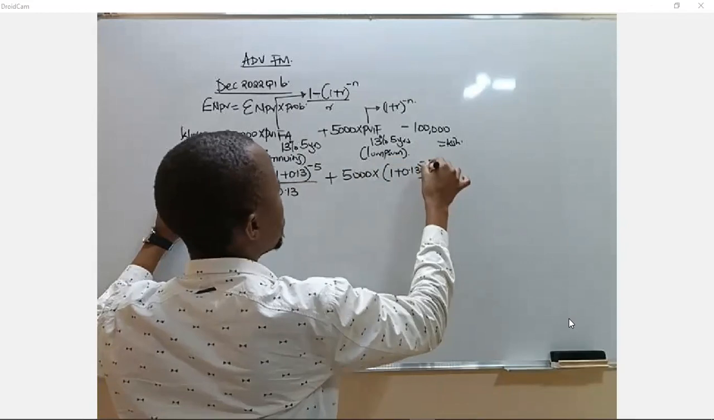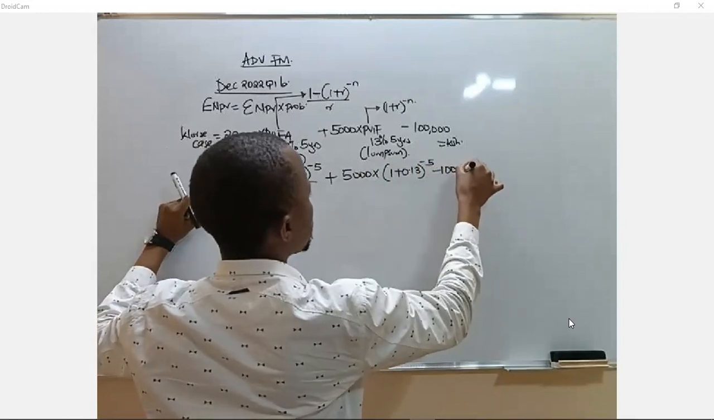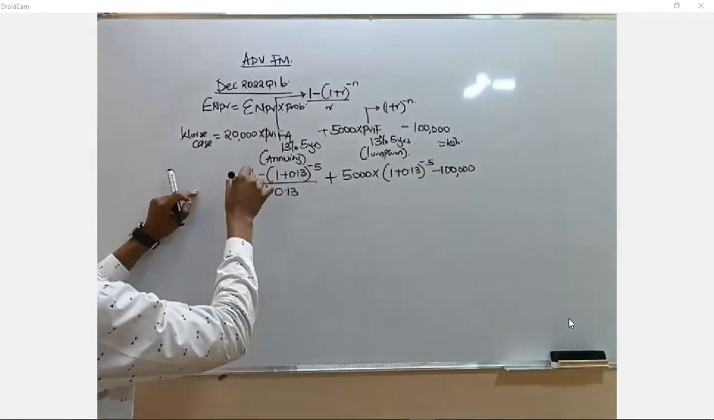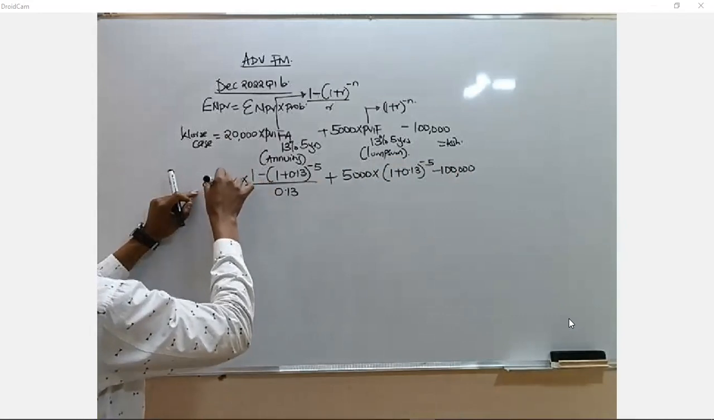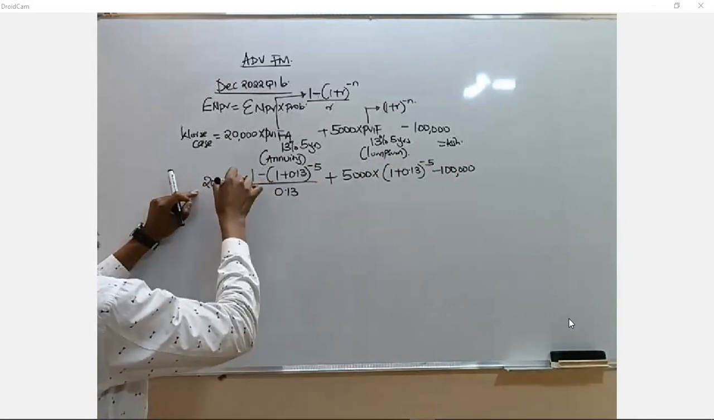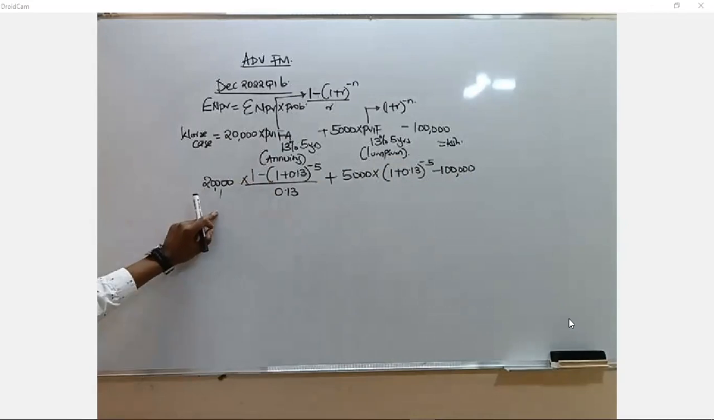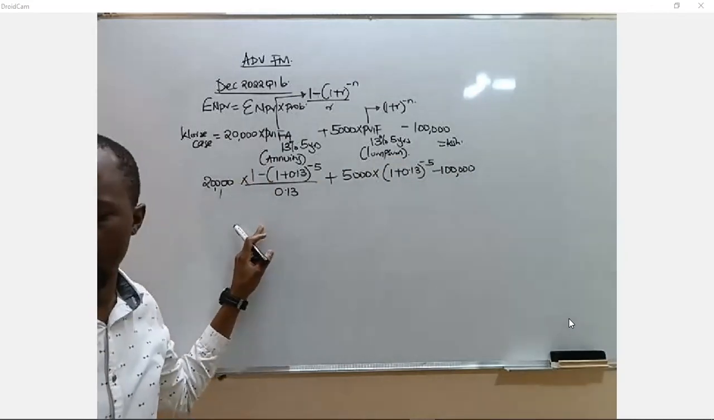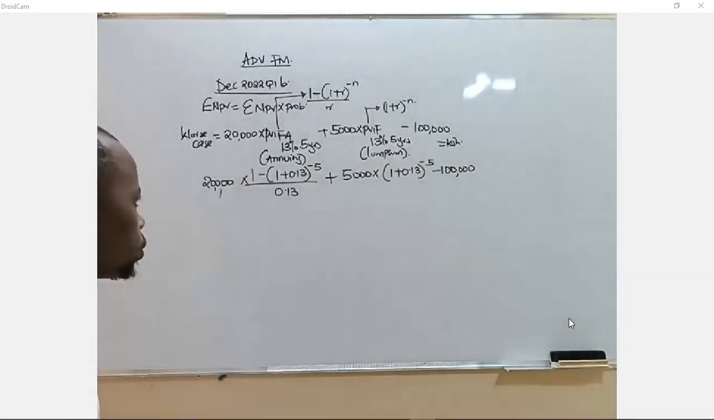You raise to the negative 5. You subtract 100,000. So here I'm multiplying with 20,000. So in this case, put this data on your calculator. Tunaanzia wapi? So I have mine here.